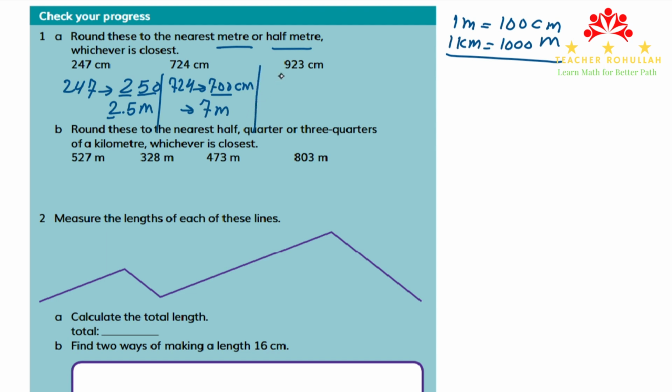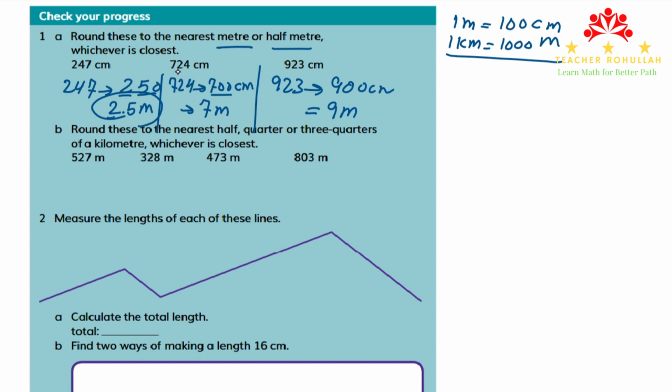And the last one is 923 centimeter. Now 923 centimeter, if we round to the nearest 100, we will get 900 centimeter, which is 9 meter. So it means if we round the first length to the nearest meter or to the nearest half meter, we get 2.5 meter.